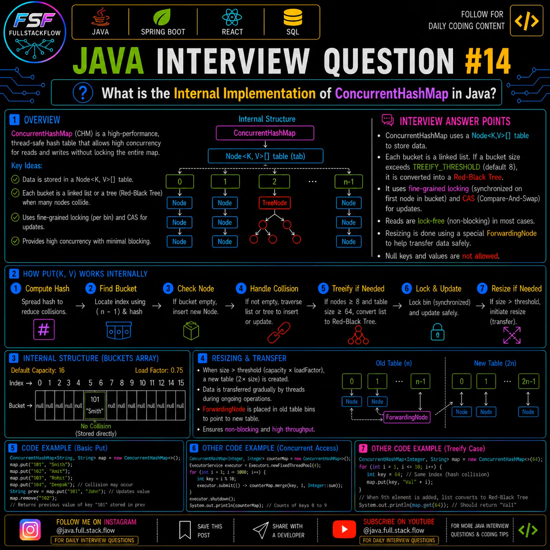And finally, the interview answer: ConcurrentHashMap stores data inside a Node array. It calculates the hash to identify the bucket. Each bucket is a linked list. If a bucket size exceeds the threshold, it is converted into a red-black tree. It uses fine-grained locking and CAS. CAS means compare and swap. ConcurrentHashMap reads are lock-free, meaning non-blocking in most cases. And ConcurrentHashMap resizing is done using a special forwarding node to help transfer data safely. Null keys and null values are not allowed in ConcurrentHashMap.